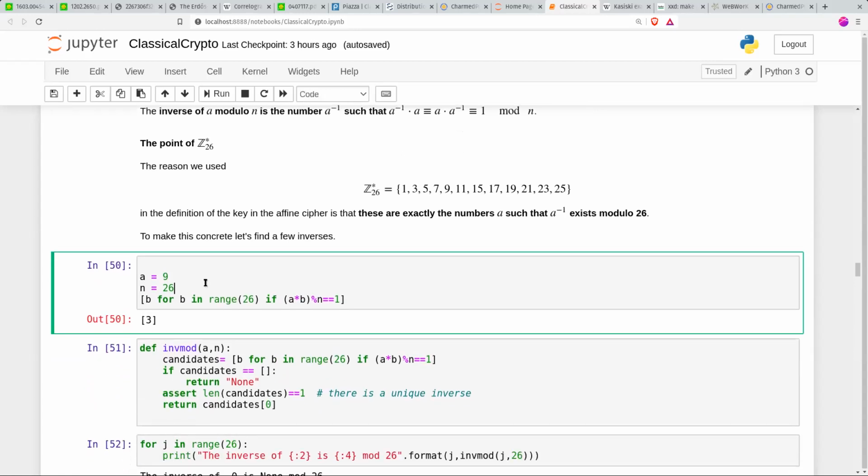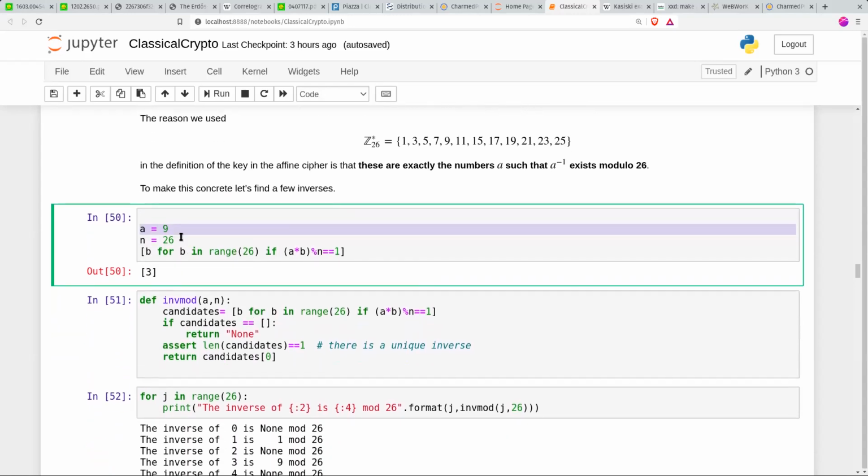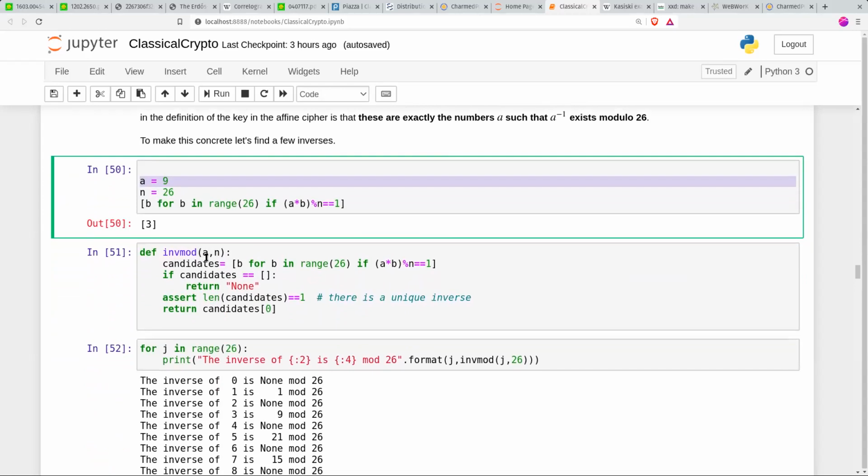So first of all, this is how you might find the inverse of 9 mod 26 using a little Python program. You want all the b for b between 0 and 25 such that a times b is congruent to 1 mod 26. It turns out that there's just one number like that, which is 3. So we could do that for any number. This function will find the inverse of a mod n in a very inefficient way, I should add.